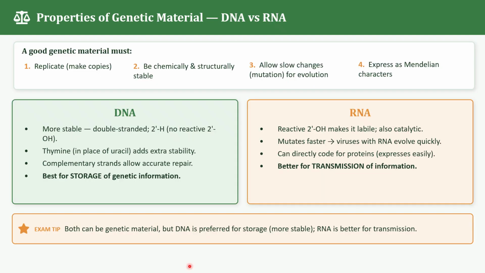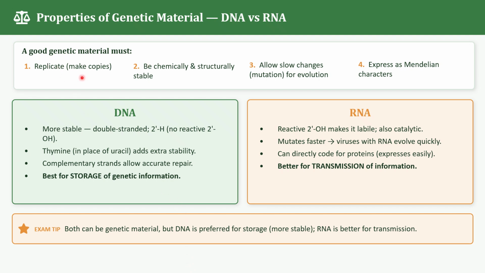So next we are going to see the properties of genetic material: DNA versus RNA. After proving DNA is hereditary material, scientists asked another question. If both DNA and RNA are nucleic acids, then why is DNA the main genetic material in almost all organisms? This question arises in our mind also, right? The answer lies in the properties required for a genetic material. So let's see the properties of a good genetic material.